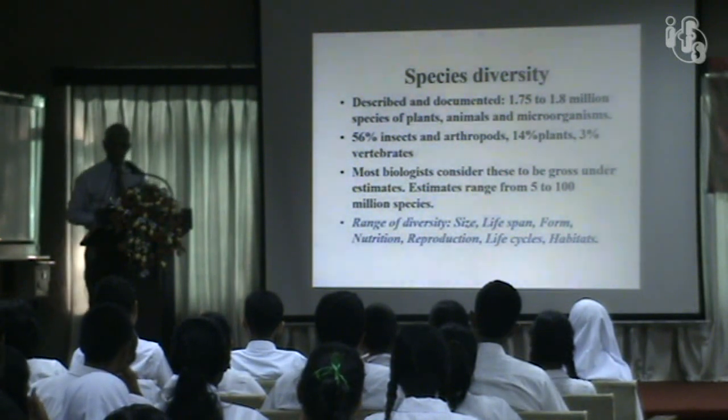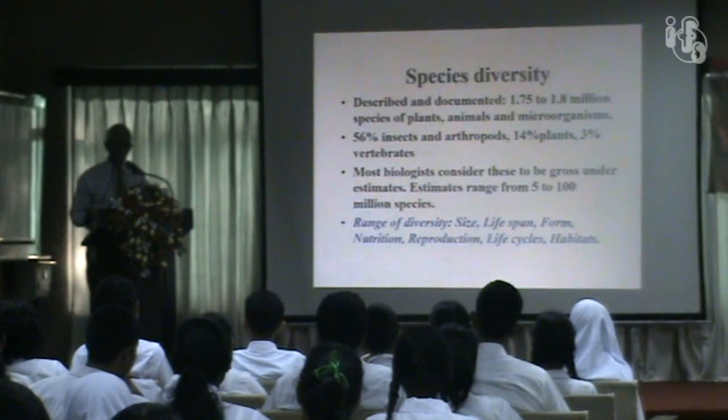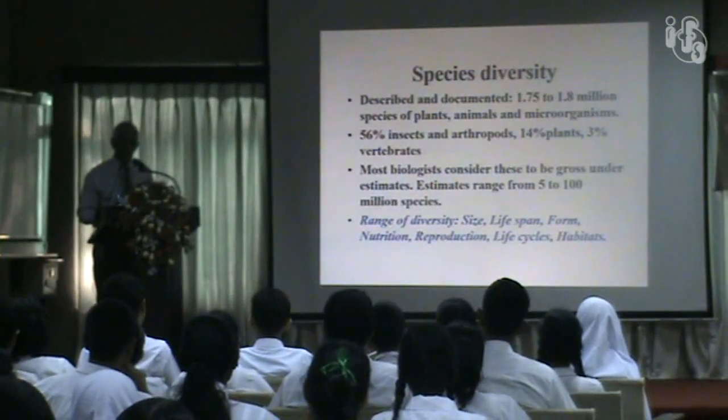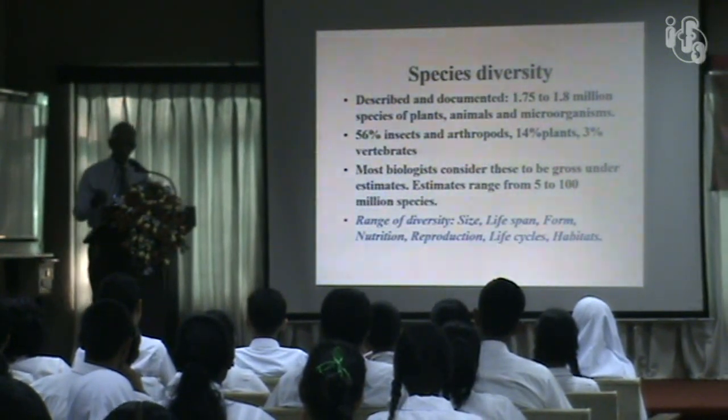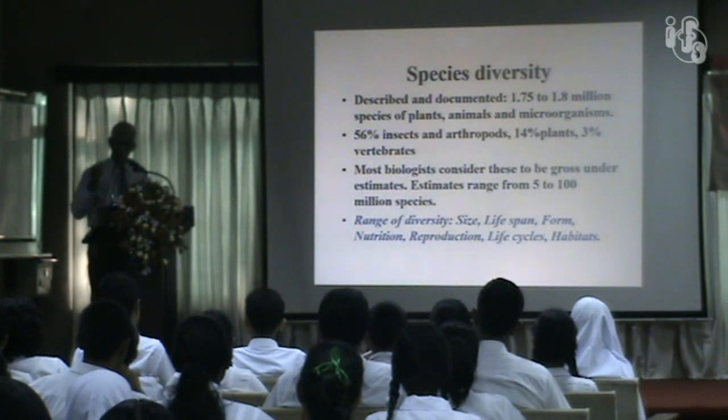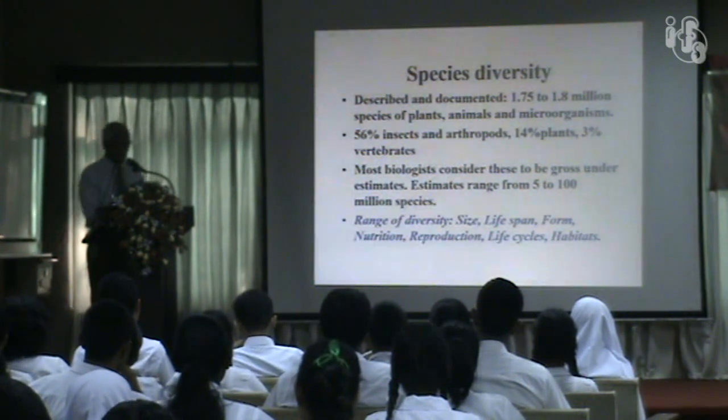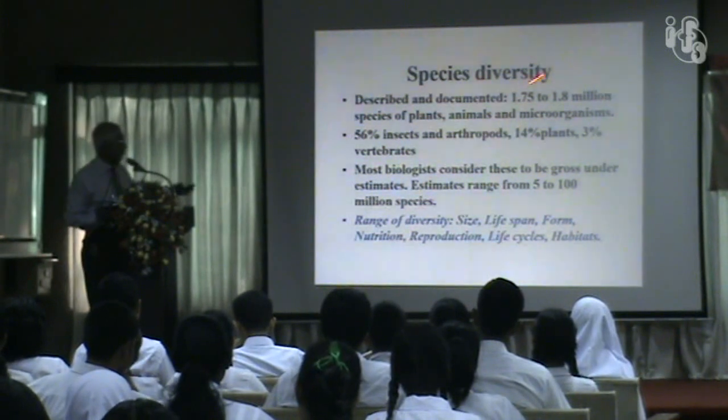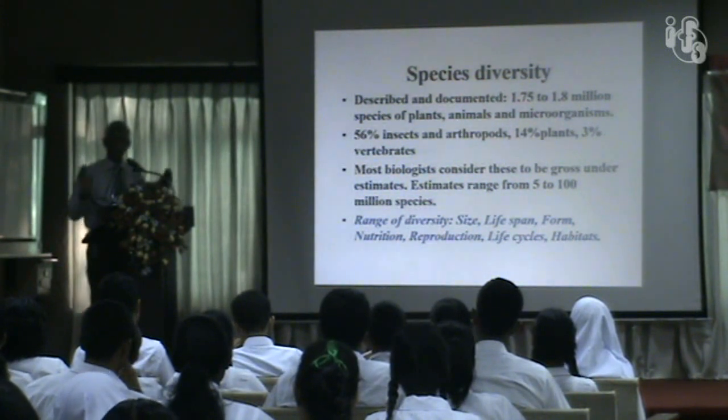Now this number refers to those species that have been described, identified and recorded, and their specimens deposited in world collections. That does not mean that we have covered all the species living in this world. We may have missed a lot more. There may be many more which we have not been able to identify, take specimens of, and submit for journals. Most biologists don't believe in this figure of 1.8 million. In fact, they say it's a gross understatement.